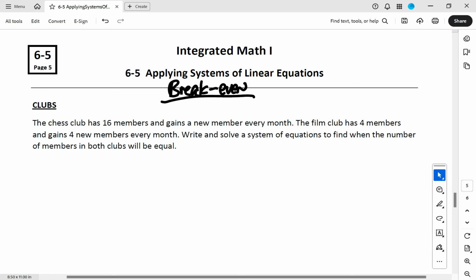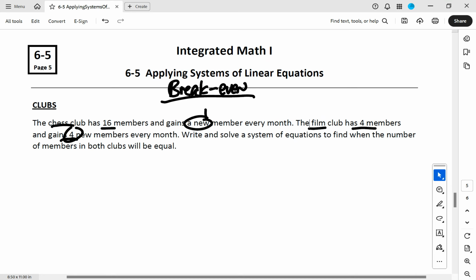Well, let's see here what we have, what this is all about, or what we could sort of do with it. The chess club has 16 members, and it gains a new member every month. Okay, so chess has 16 and it gains 1 new member every month. Film club has 4 members and gains 4 each month. Okay, so new is 1 and 4.